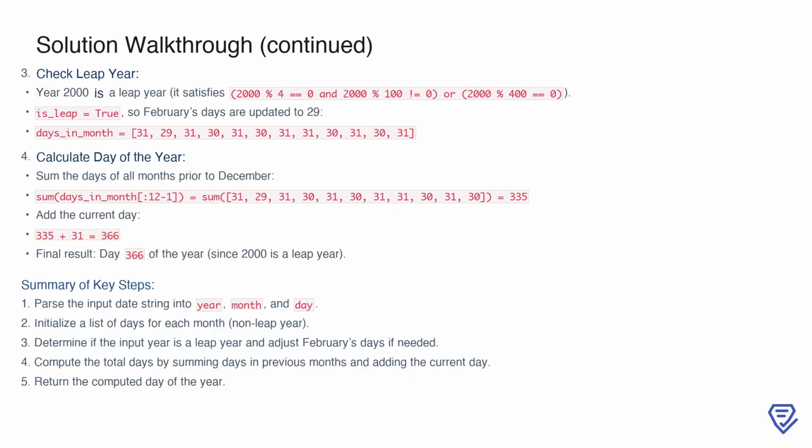To summarize, the solution involves parsing the input date, initializing the days for each month, determining if the year is a leap year and adjusting February accordingly, summing the days of months prior to the given month, and adding the current day to find the total. This process allows us to compute the day of the year for any valid date input.